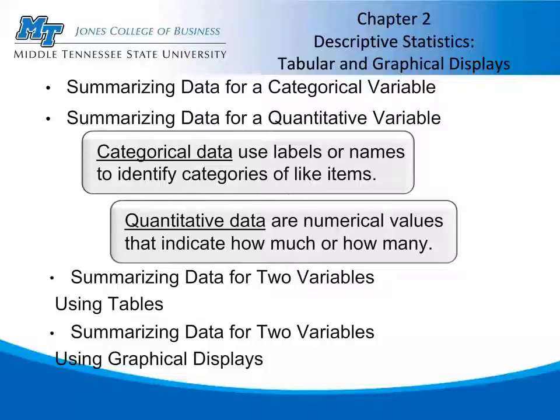You can have categorical data for the rows and categorical data for the columns. You can have quantitative data for the rows and quantitative data for the columns, or you can have a mixture of the two. We're also going to look at summarizing data for two variables when we have quantitative data, and it's called a scatter diagram. Some people call it a scattergram. Some people call it a scatter graph.